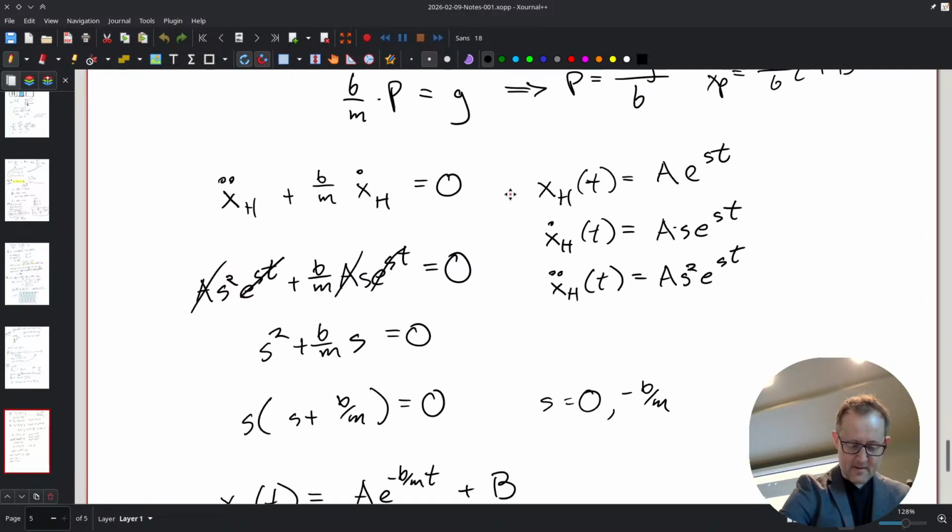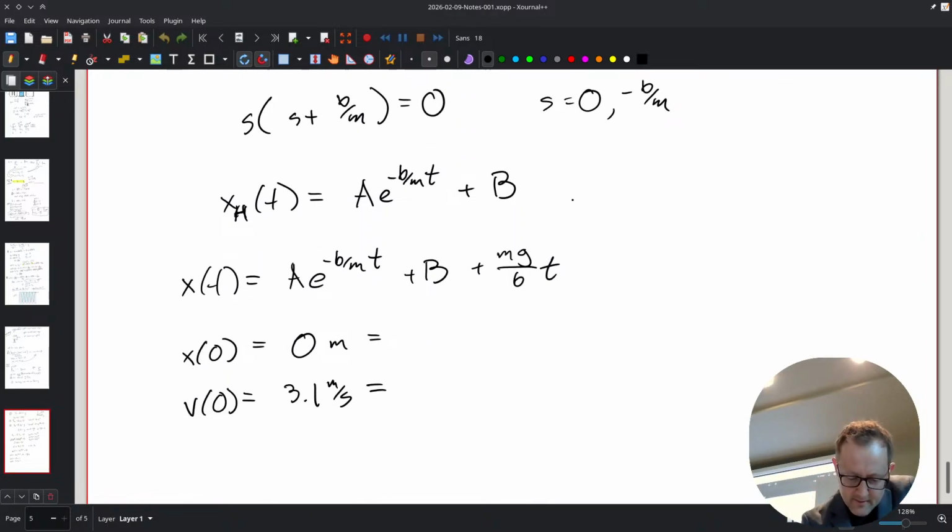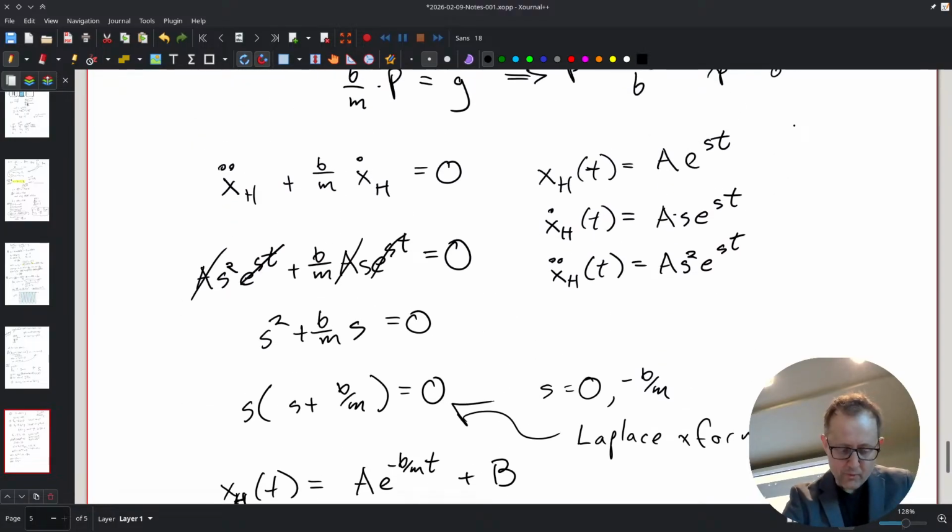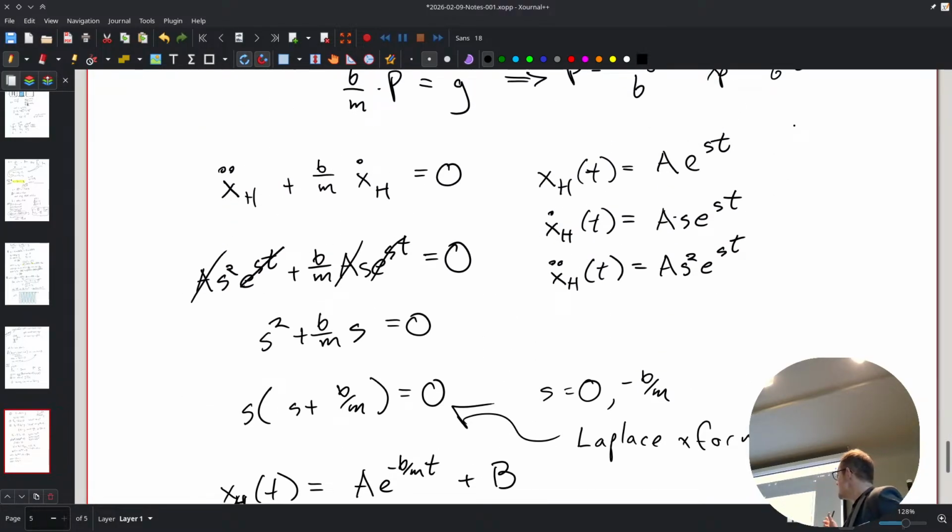So last time, we got to this point where some people recognize this: when you plug in an e to the st into that differential equation, it looks like a Laplace transform. That's because it is. It is a Laplace transform. The only difference is we didn't do infinite integrals to prove that that's true.